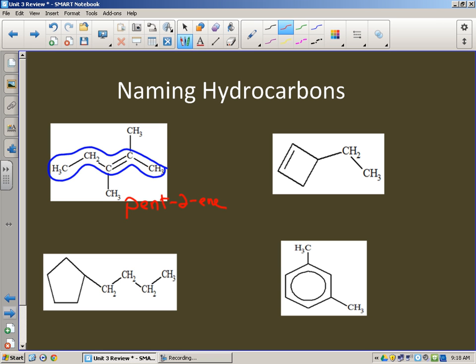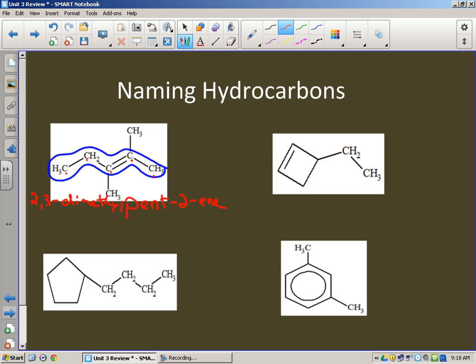And then once again, we have to start at the end closest to the double bond. So it's 1, 2 carbons, or I guess the other option is 1, 2, 3, and 2 of course is better. So always the double bond is the main feature there. Pentene, and on the second carbon we have a methyl, and on the third carbon we have a methyl. So we're going to call it 2,3-dimethylpentene. 2,3-dimethylpentene for that one there.